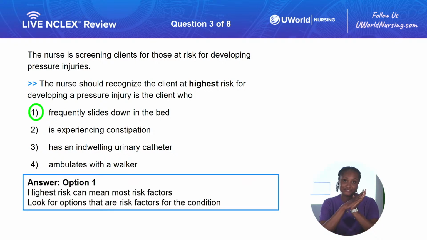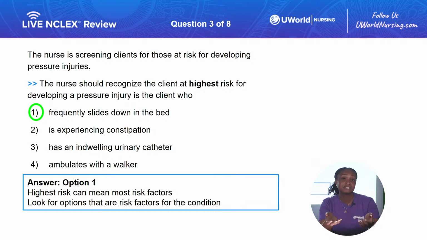Sliding does cause friction. And so frequently sliding down the bed, that's going to slide on itself and cause that friction against the bed and against their own skin. So that is the highest risk for developing a pressure injury. It's not to say that any of these other choices aren't going to be a high risk for a pressure ulcer, but it is the highest risk out of all 4 of these.